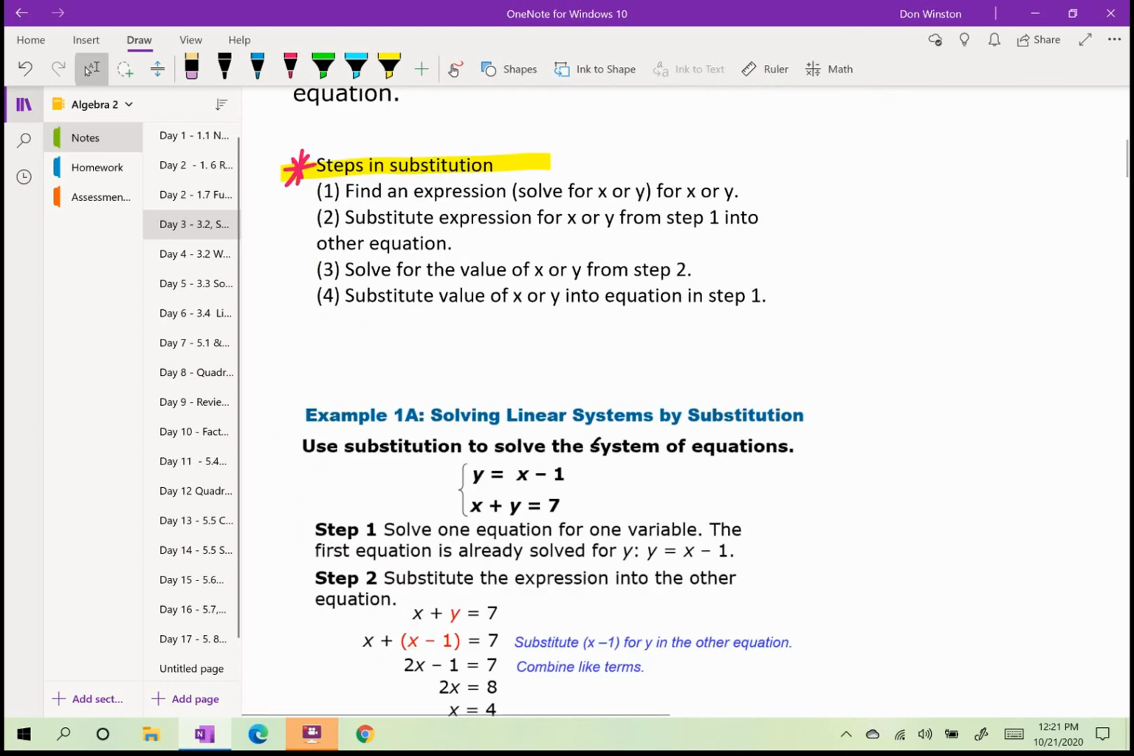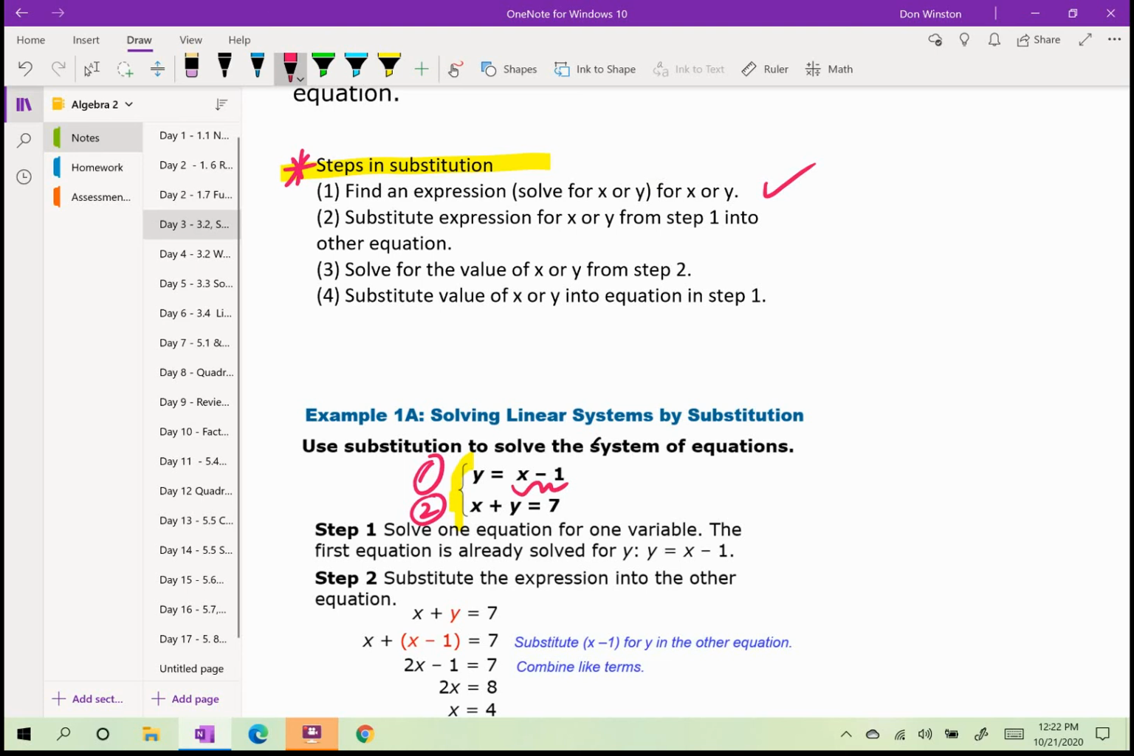So here I have a system of equations, a little curly bracket. One equation is y is equal to x minus 1. The other equation is x plus y is equal to 7. So step 1 says find an expression for x or y. Well, notice I already have an expression for y, and that expression is x minus 1.